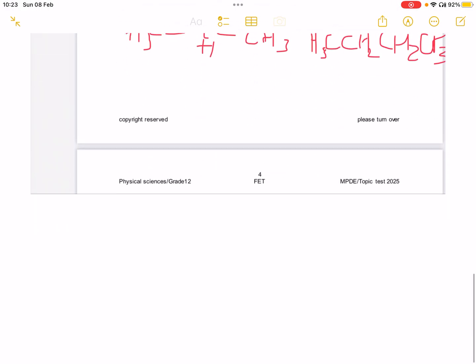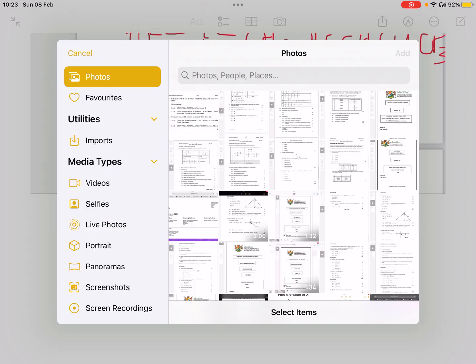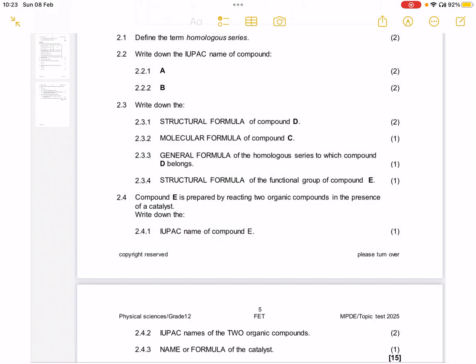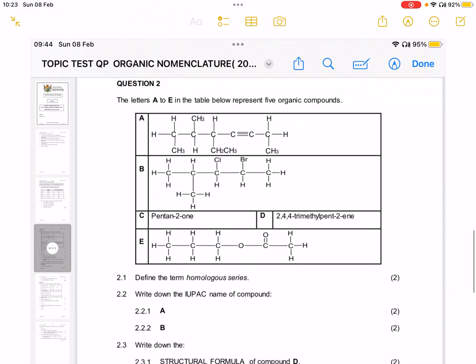Okay, now done with the first question. Let's have a look at the next question. I'm thinking it's question 2. Now, in question 2, we're given the letters A to E on the table below to represent 5 organic compounds. A up to E is given, and the first question is to define homologous series. You have to define the term homologous series. Now, what is a homologous series? That's 2.1.